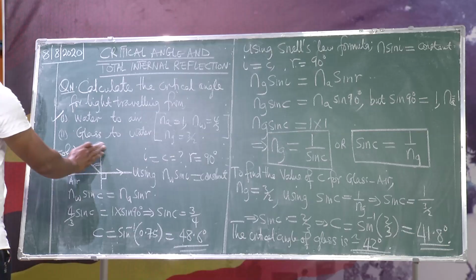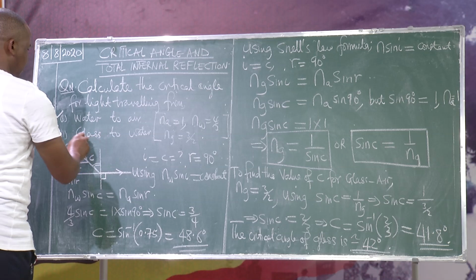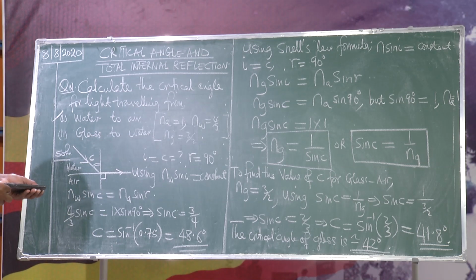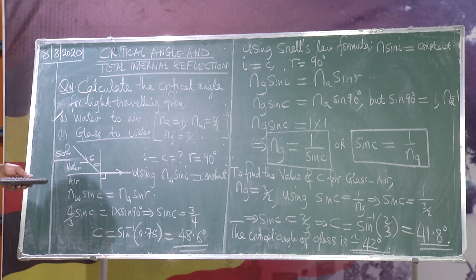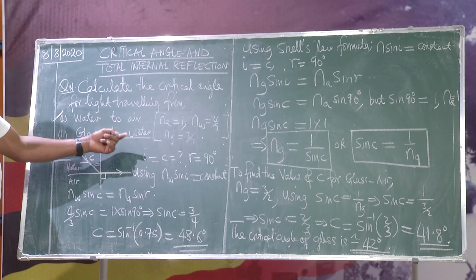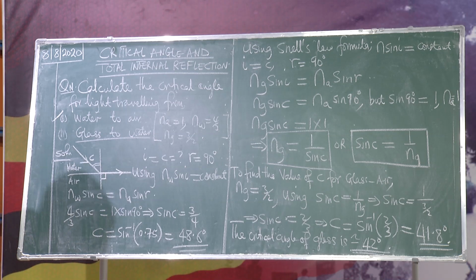I will ask students out there that are attending this lesson right now, and those that will find it on Facebook, on YouTube, on the different channels and accounts, should try out the critical angle for glass to water. Try that out. Basically you need to know that light is moving from glass to water, and you need to use n sine i as a constant, and the rest, if you are systematic and organized, you should be able to work out very well.